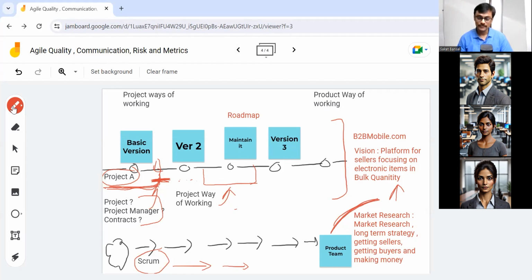So, Saket, one quick question on your last statement. You just said that we implement Scrum in a project. So when we start the project, we usually talk about milestones, right? And how do we achieve the milestones? So where do we squeeze in this roadmap?